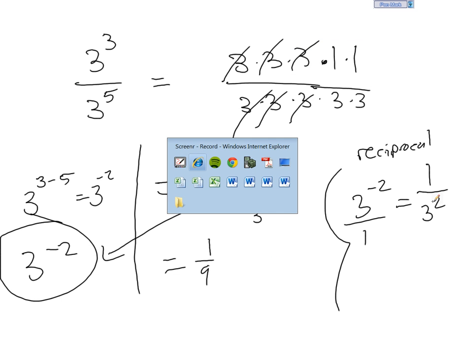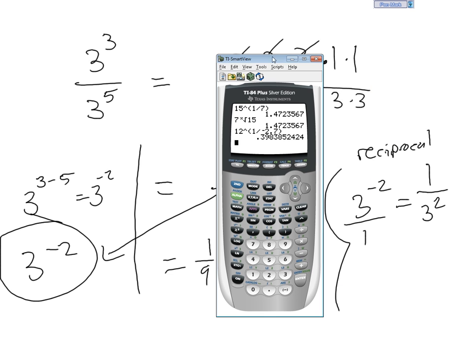In your calculator, you'll also notice that if you enter that in, 3 raised to the negative second power, you do get 0.11111, which is the same thing as 1 over 9. And this is true for any example.